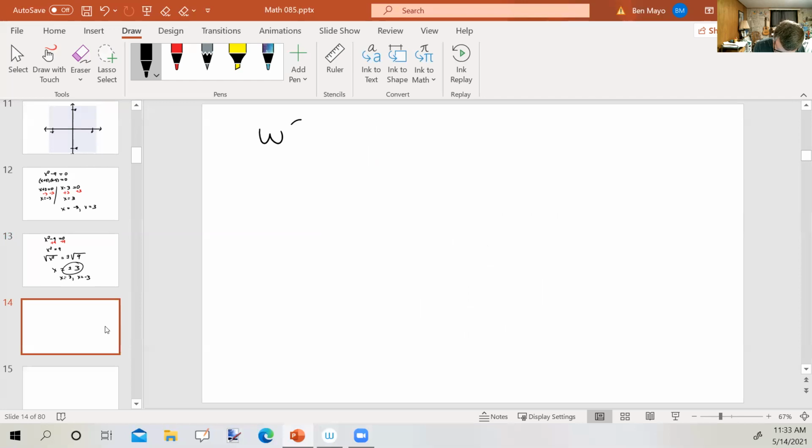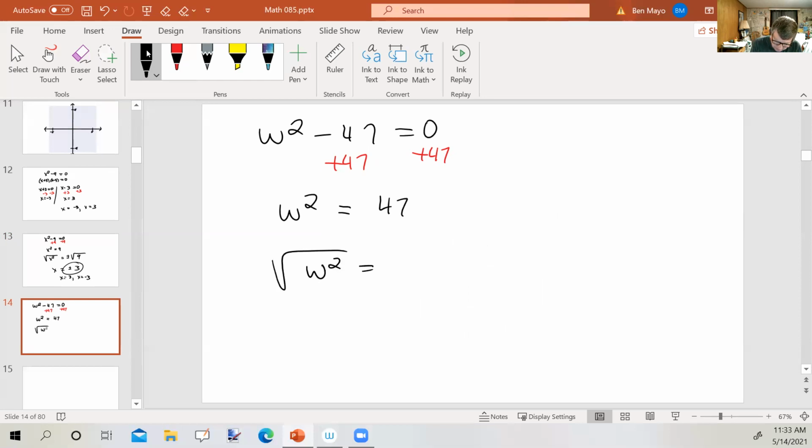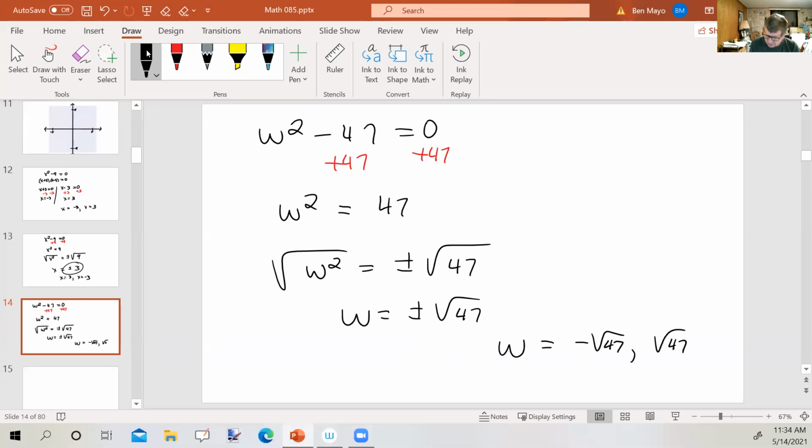All right, let's take a look at another example. We have w squared minus 47 equals 0. So again, I want to get a perfect square containing the variable on one side of the equation and a constant on the other. So in this case, I'm going to add 47 to both sides of the equation, and I get w squared equals 47. Now, taking the square root of both sides, including the plus or minus, I get w equals plus or minus the square root of 47. So w equals negative the square root of 47, comma, the square root of 47. I don't need the plus sign in front of the positive root. Okay, so there's the two solutions.